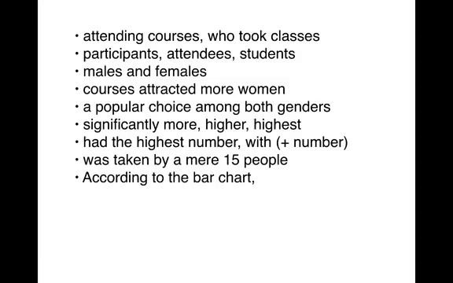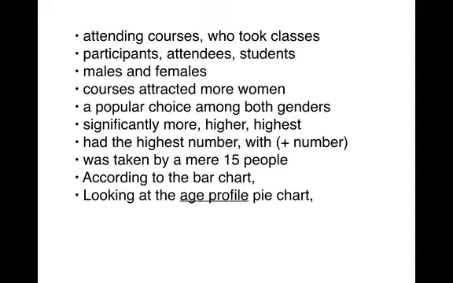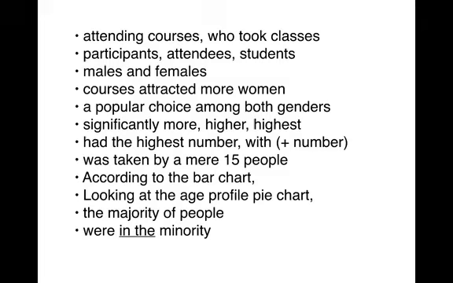According to the bar chart and looking at the age profile pie chart, remember at the start of those two paragraphs I was telling the examiner what this paragraph is about. The majority of people and were in the minority. We're talking about the different age groups, using the majority for the biggest figure and in the minority for the smaller figures. And finally, we use that phrase "to be precise," when I talked a bit in general about people over 40 and then went more precise and gave the figures for 40 to 49 and 50 and over. So that was the good vocabulary that I think the examiner would notice.